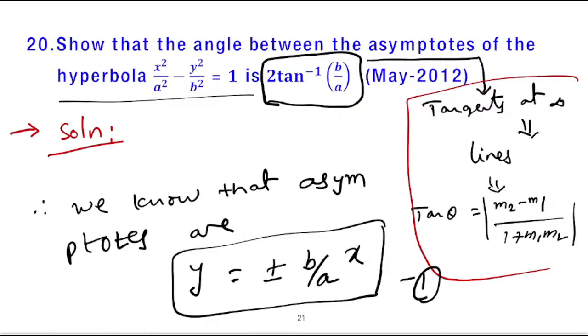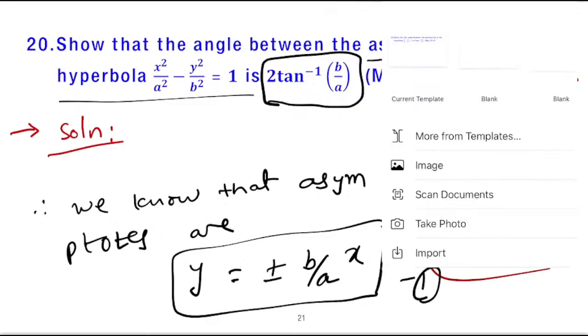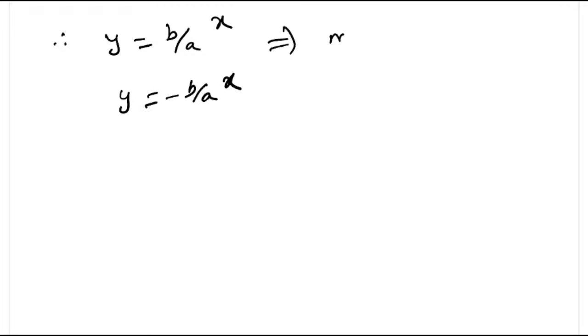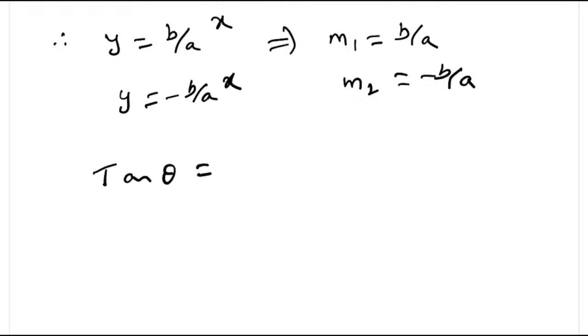Now what is the slope for this? These are the slopes. How many lines you have here? You have 2 lines. What are those 2 lines? Therefore the 2 lines are y is equal to b by a x and y is equal to minus b by a x, which means m1 is b by a, m2 is minus b by a. Can you apply your tan theta formula?